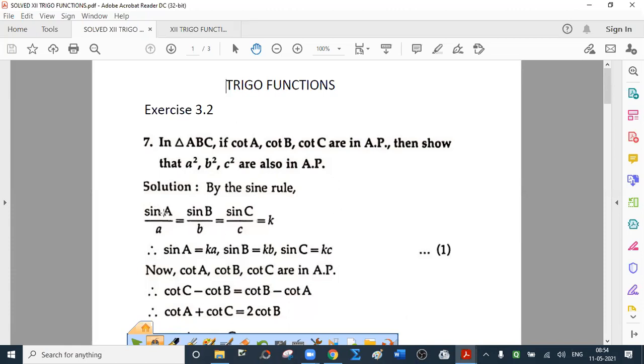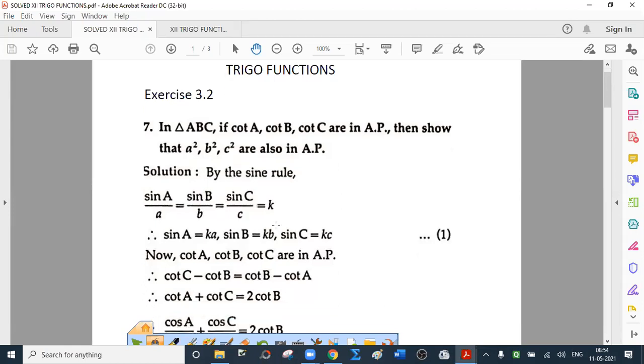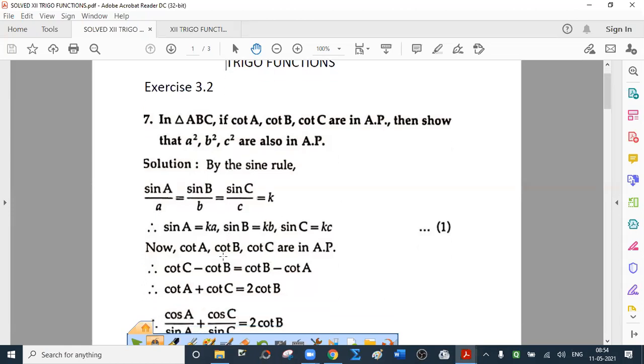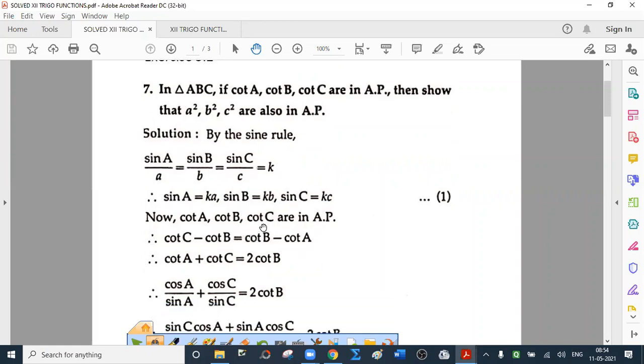And therefore sin A can be replaced by ak, sin B by bk, and sin C by ck. Now what is given? Cot A, cot B, cot C are in AP. What do you mean by arithmetic progression? Difference between two consecutive terms is constant.